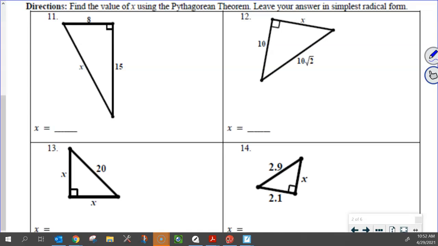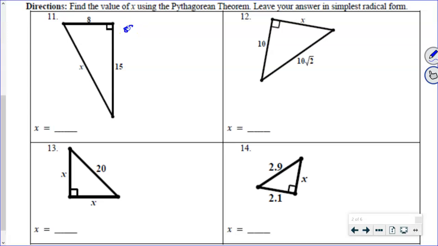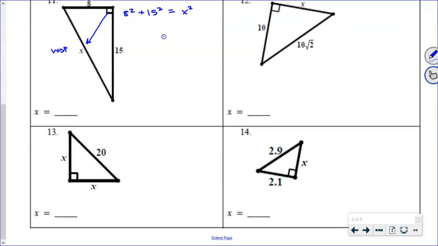Okay, number 11, how should I set up this problem? Michael. Very good. 8 squared plus 15 squared equals x squared, because the x is the hypotenuse, because it is opposite of that right angle. And 14, how would I set up number 14?